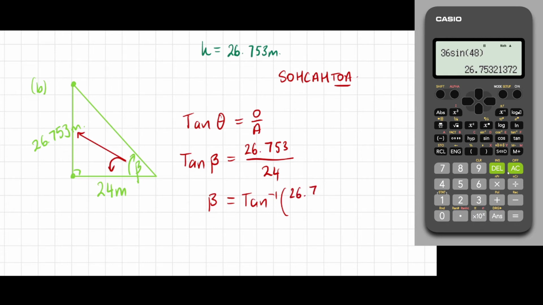and we get 26.753 over 24, like that. And so beta is equal to, I'm going to put this in, 26.753 over 24, close it off, and we get that it's equal to about, and I think it's set to two decimal places, so we're actually going to leave this one in decimal terms. It's going to be 48.10 degrees, like that.